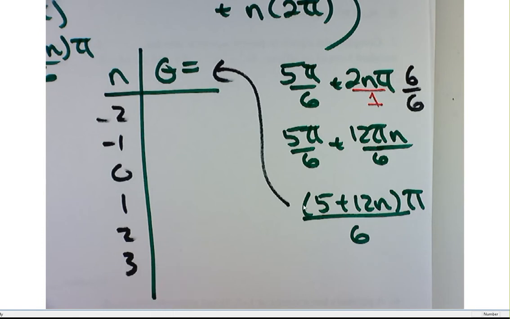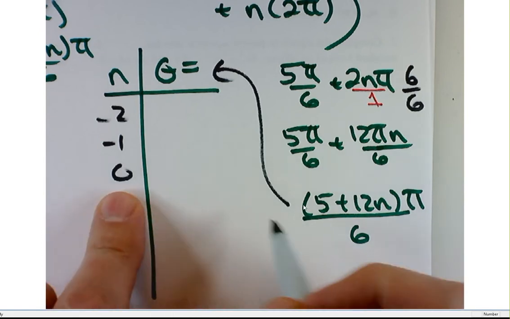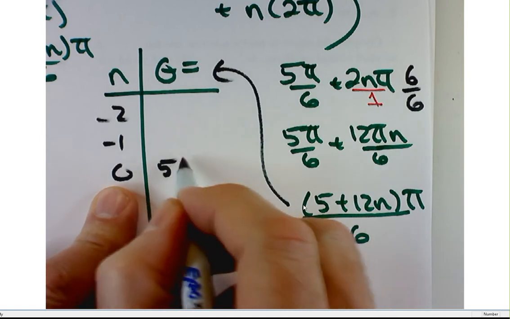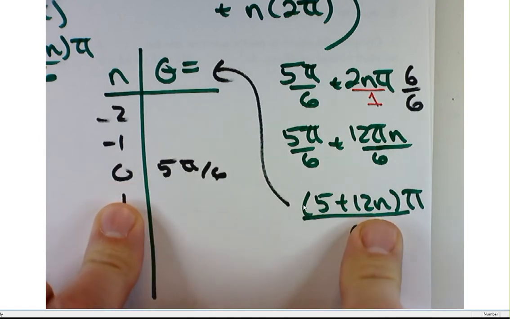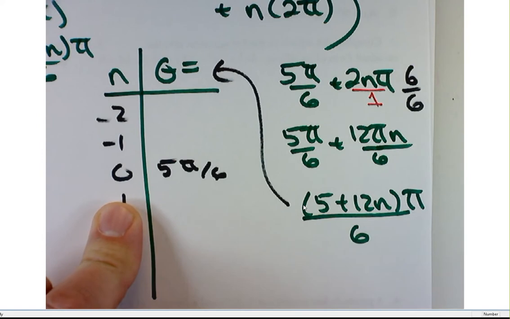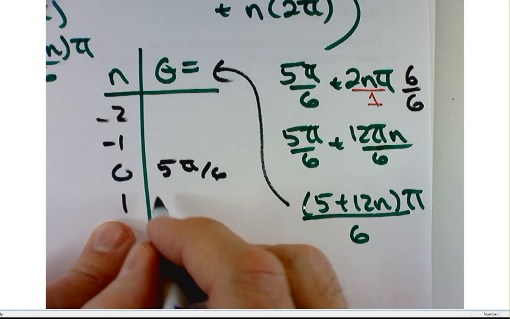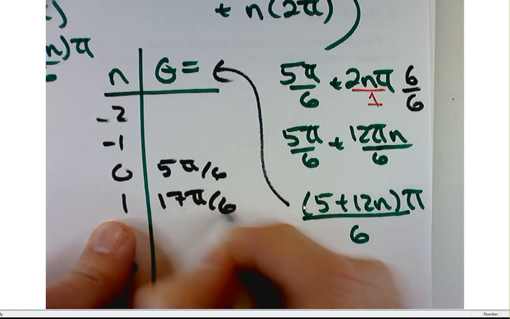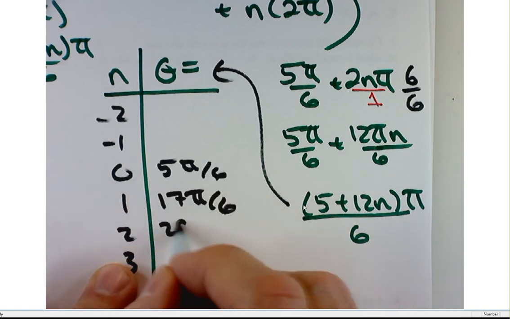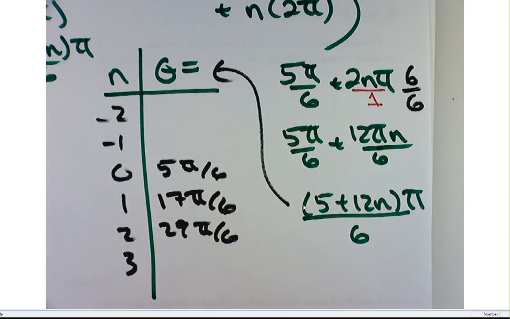Now, if n is 0, we get 5 pi over 6. How about if n equals 1? What will we get then? 17. 17 pi over 6. Yeah, perfect. 17 pi over 6, and then 29 pi over 6, etc. And you can get as many as you want from here. So the idea is to come up with a general solution. I kind of regret that they asked for 6 particular ones. I think 3 or 4 would be good enough, but you know, that's the way they stated the problem.